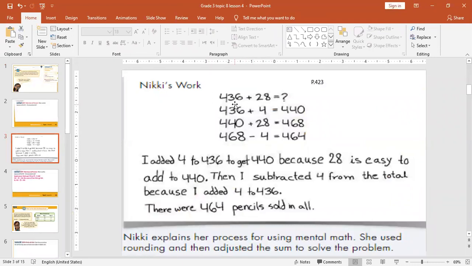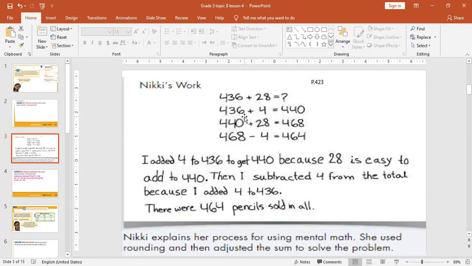So here I have 436 plus 28. So I want to round 436 to a number that will be easier for me to add or subtract. So if I added 4, I will get 440, which is easier in addition. Any number that has 0 in the end is easier in its addition. So 440 plus 28 equals what? You will add ones to the ones, which is 8, then tens to the tens, which is 6, then the 400 will stay as it is. So the answer now is 468, but don't forget to take off the 4 that you added, which the answer will be 464.